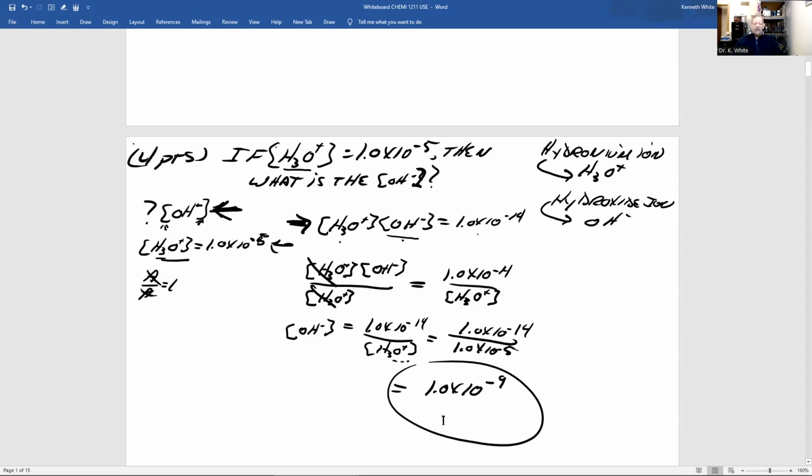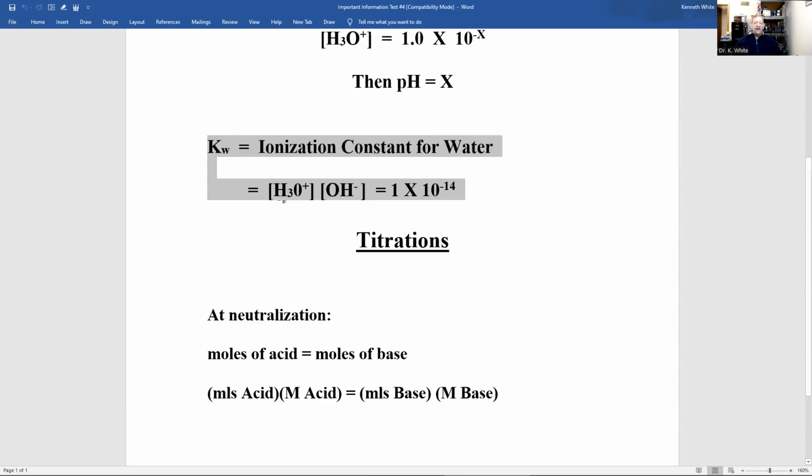And let me remind you, you look at important information, test number 4, not the one tomorrow, but down the road, I give you Kw, not me, the ionization constant for water, H3O plus concentration times hydroxide concentration. Remember, in brackets, that means molarity concentration, is 1.0 times 10 to the minus 14.